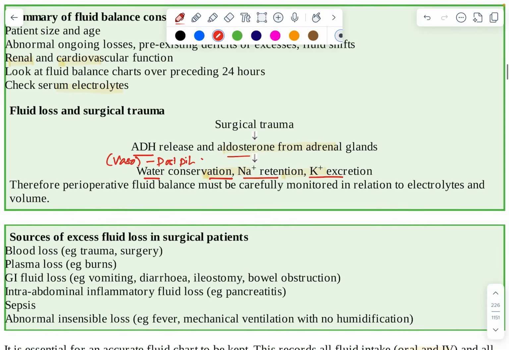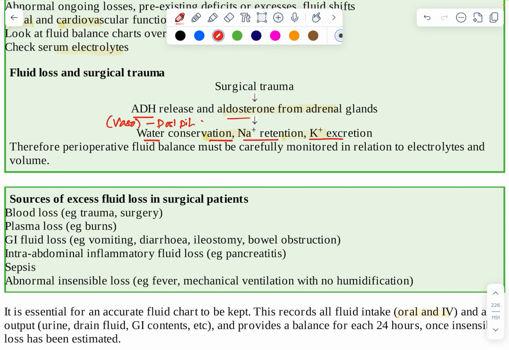Perioperative fluid balance and electrolytes must be carefully monitored. Sources of excess fluid loss in the surgical patient are blood loss, burns with plasma loss, GI losses such as vomiting, diarrhea and ileostomy, intra-abdominal fluid losses, pancreatitis, abdominal sepsis, fever and all this.